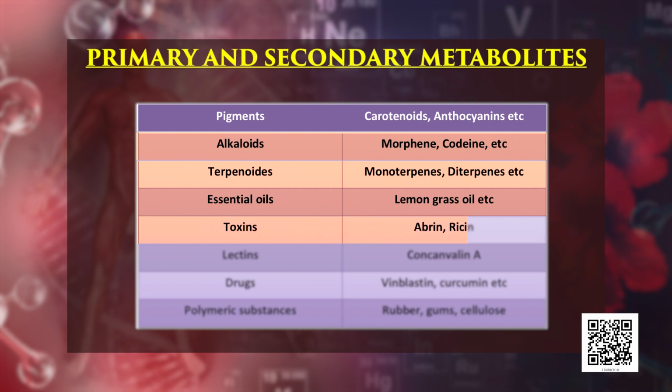Plants also produce toxins like abrin and ricin, which are secondary metabolites. Abrin is a biological toxin found in rosary pea plant seeds. The seeds are red with a black spot covering one end. Ricin is a toxin found in the seeds of castor plant. In the body, it releases toxins which inhibit protein synthesis leading to cell death. Plants produce lectins like concanavalin A. Lectins are carbohydrate binding proteins. Concanavalin A is a lectin extracted from jack bean plant, which is a leguminous plant.